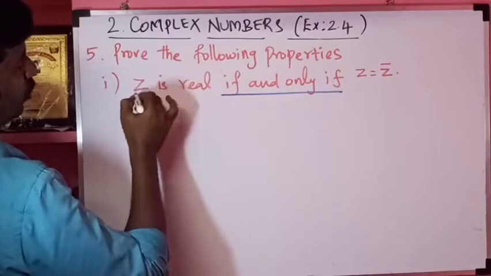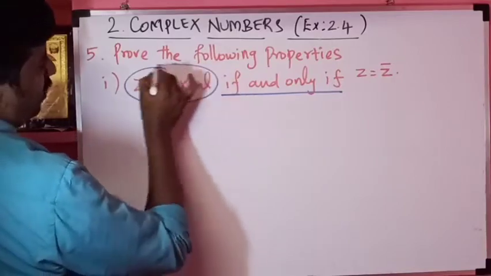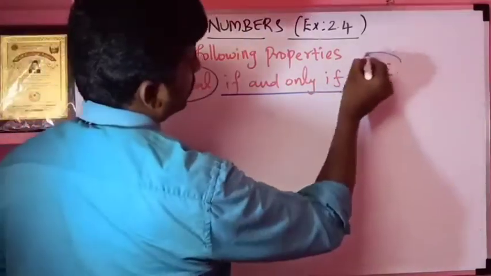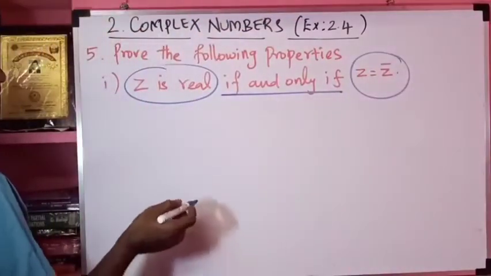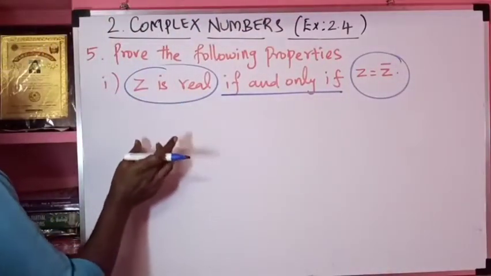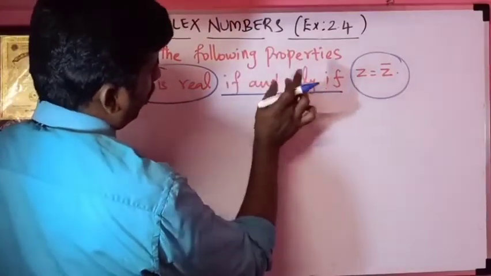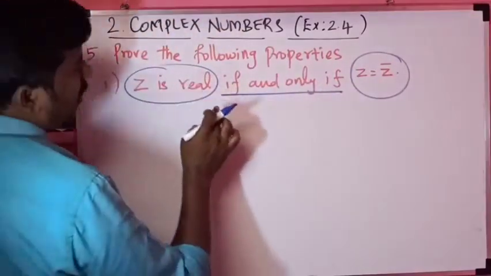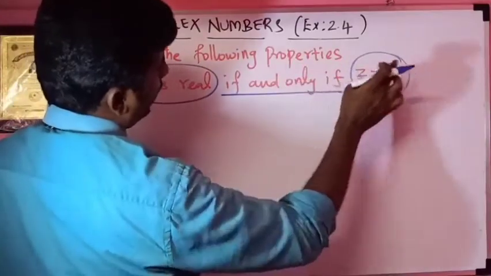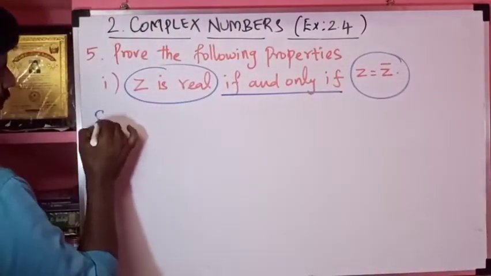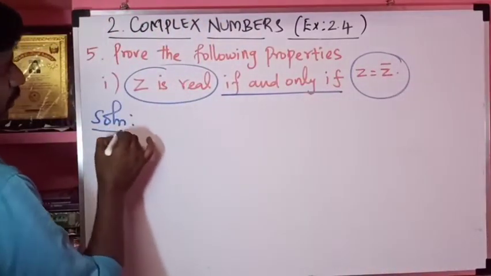ரெண்டு ஸ்டேட்மெண்ட் கொடுத்திருப்பாங்க, right? The Z is real ஒரு ஸ்டேட்மெண்ட், the Z is equal to Z bar ஒரு ஸ்டேட்மெண்ட், right? ஒரு ஸ்டேட்மெண்ட் அசம்ப்ஷன் வச்சுக்கிட்டு நம்ம இன்னொன்னு ப்ரூவ் பண்ணுவோம், right? That is the method if and only if. The Z is real if and only if Z equal to Z bar. பாருங்க, the solution first என்ன பண்றேன்?